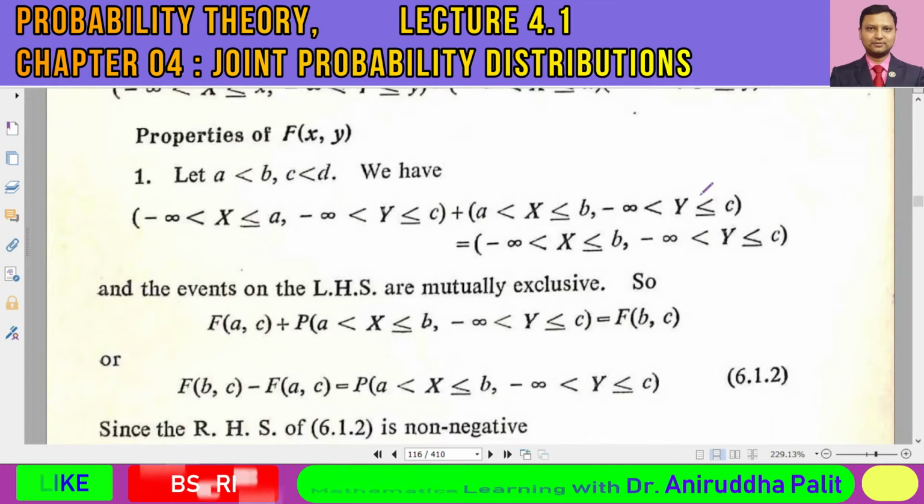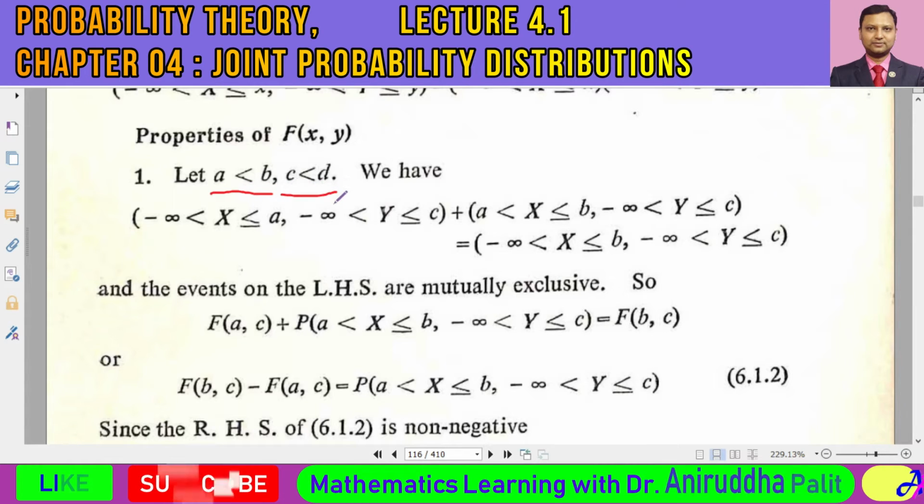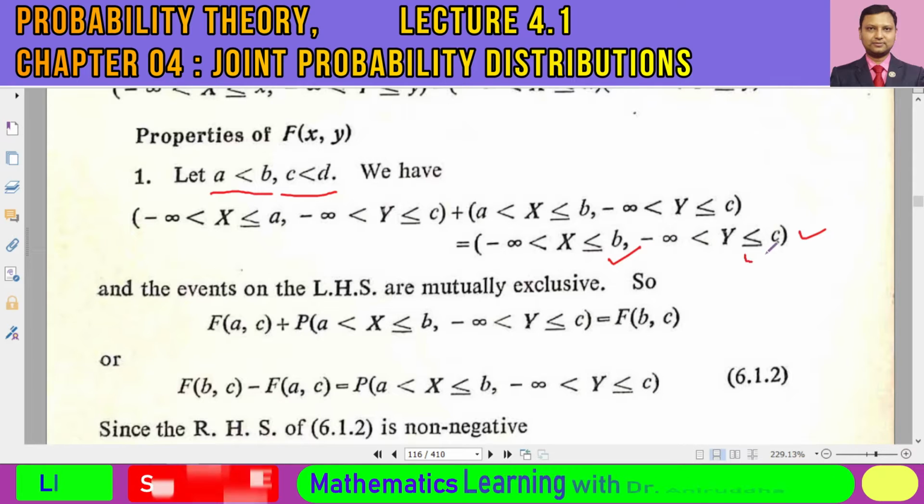And now let's discuss some properties of the distribution function. You see, if you consider this kind of inequality, A less than B and C less than D. Now you see this region, minus infinity less than x less than or equal to b, and minus infinity less than y less than or equal to d. To consider this kind of zone, then what you observe over here.